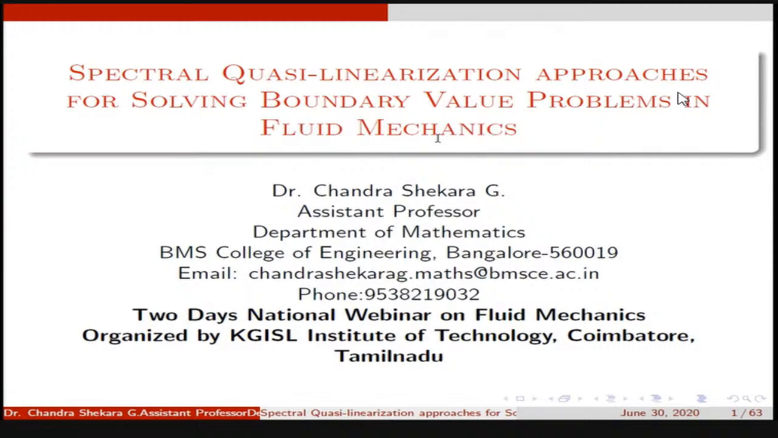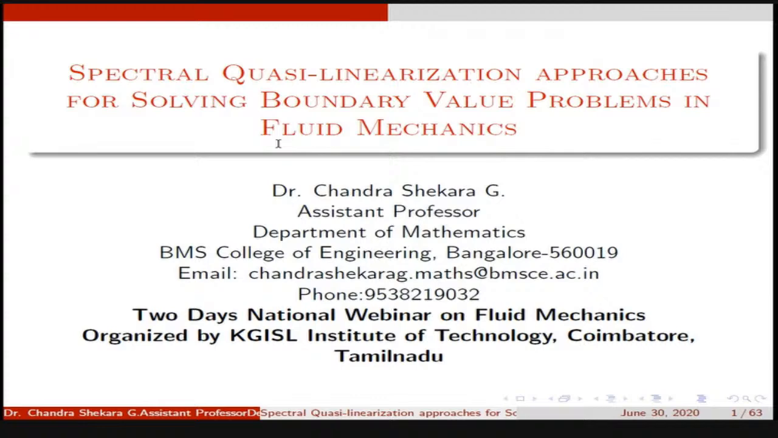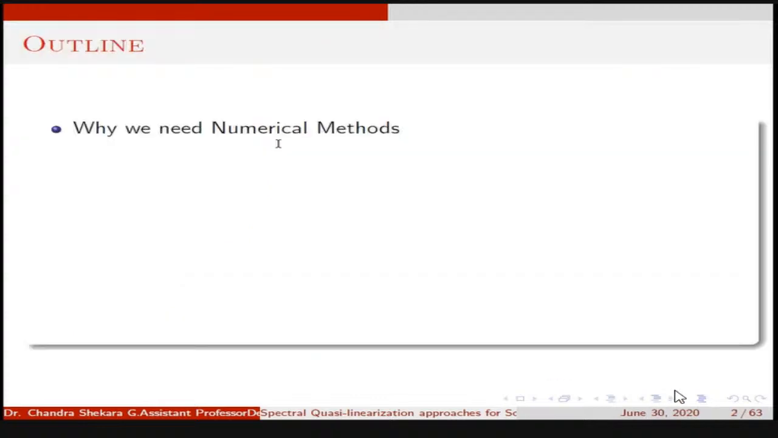First, I would like to give some brief motivation to researchers who have just started research in fluid mechanics. I'll explain why we require numerical methods. Then I'll go into the spectral quasilinearization method for solving differential equations. So the outline of my presentation is, first, a brief motivation on numerical methods, why we require numerical methods.